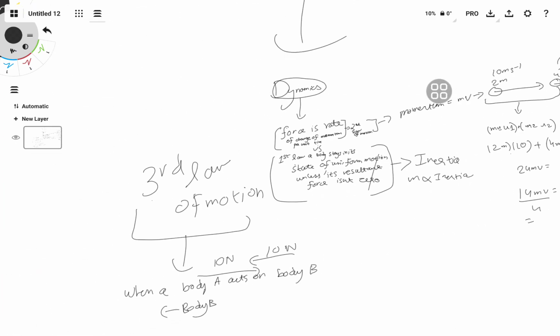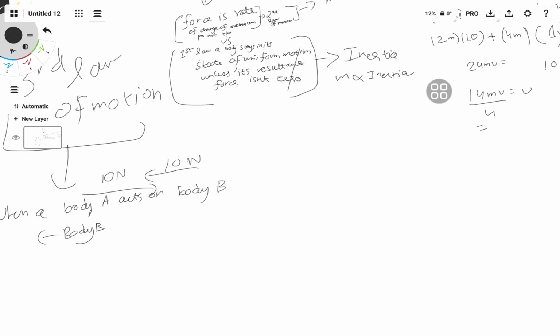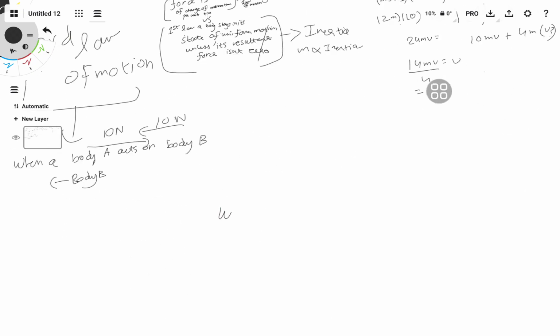Next to the third law of motion, we have weight and mass. So for a layman who is not educated at all, sorry if that offends anyone, weight versus mass are not the same.